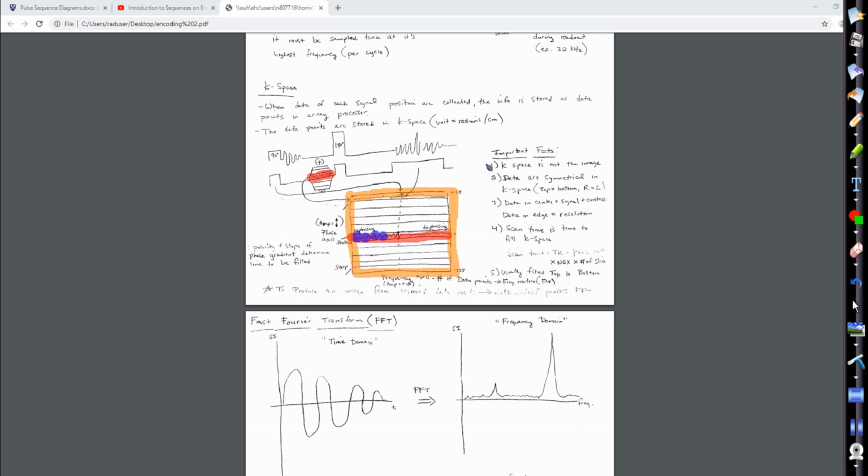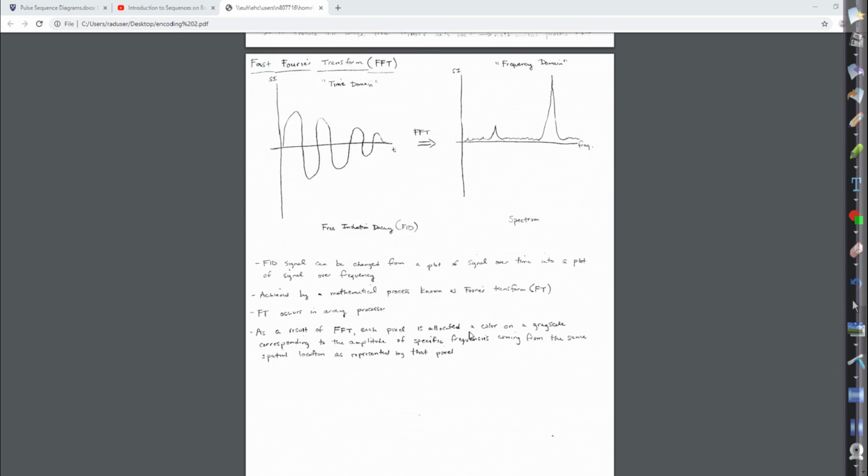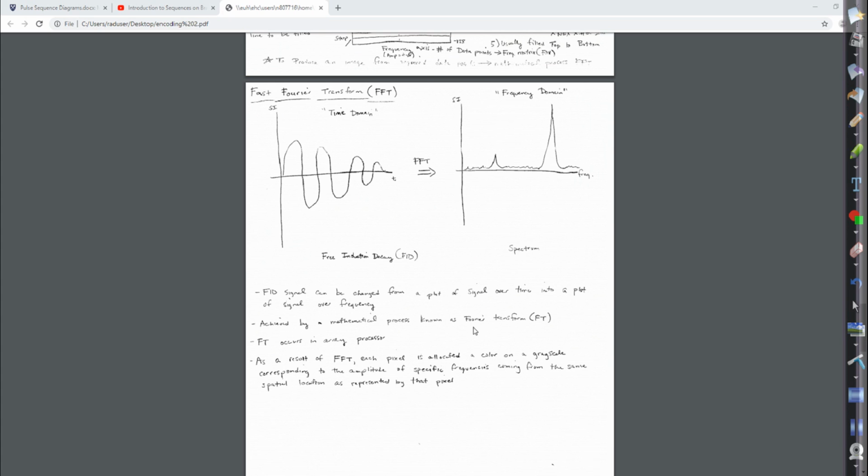K-space is not the image. It still needs to go through the fast Fourier transformer. Data is symmetrical. The center of K-space is going to be your signal and contrast. Your outer edge is going to be resolution. The time to fill K-space is going to be your scan time. TR times phase encoding times NEX. This is what your fast Fourier transformer does. We go from a time domain where our signal decays slowly to a frequency domain. So here we have one waveform, so we're going to be associated with one peak of that tissue signal.